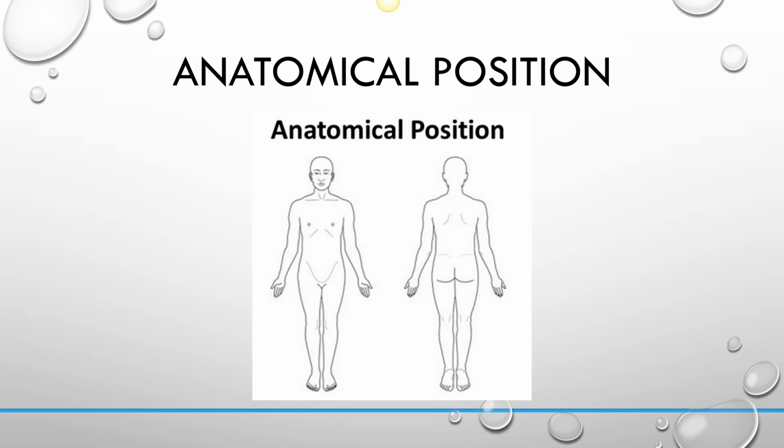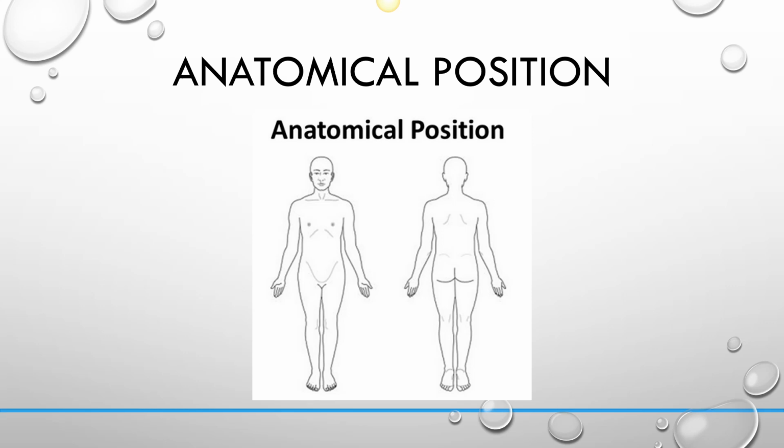So in anatomical position, the feet are flat on the floor, the arms are out to the sides with the palms facing forward, and the person is standing upright. So that is our anatomical position. If you recall, the side over here is the right side, because we always refer to the side of the patient, and this is considered the left side because, again, this is the patient's left.